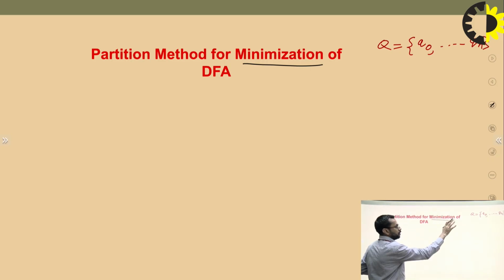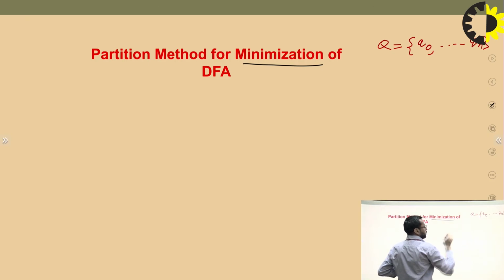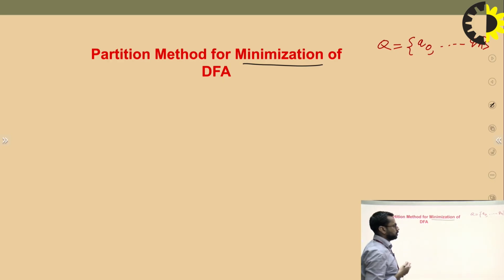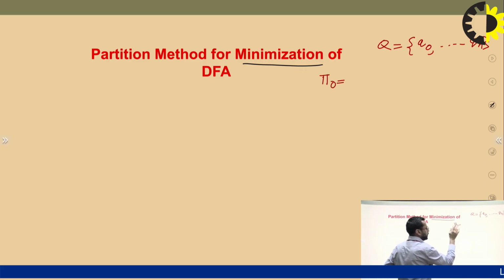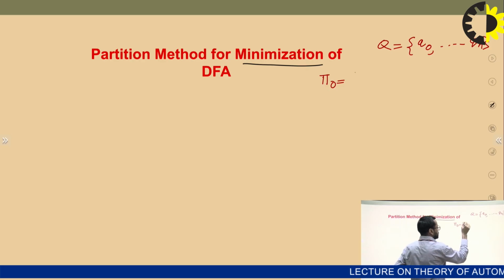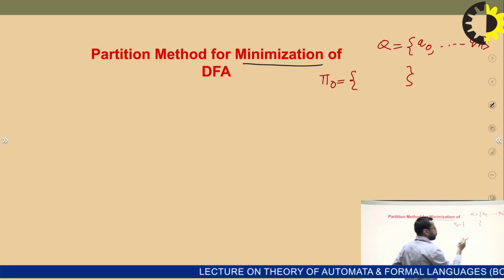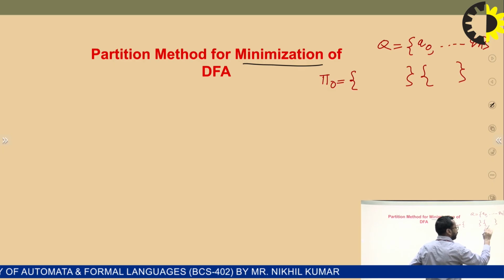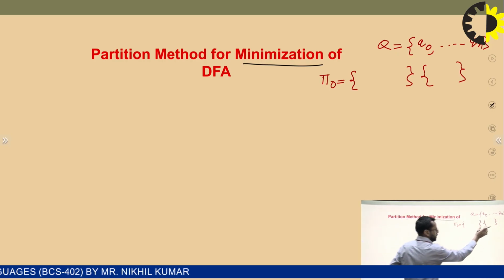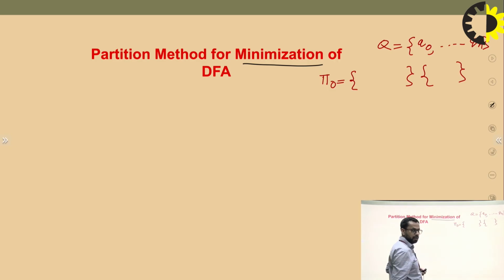Okay, Q naught to Qn total states. Then what we will do? We cover the states, that means the set of states denoted by Q, into two sets, which is denoted as pi naught, that is the zero equivalence, such that the states generated from the non-final states and the states generated from the final states, that is, the set of the final states and the set of the non-final states, are denoted by pi naught.